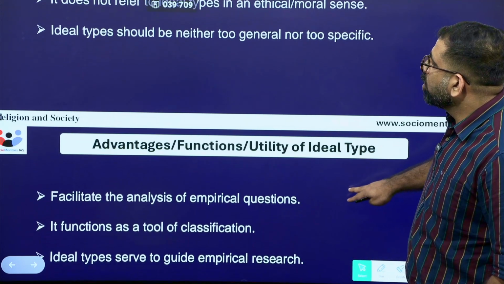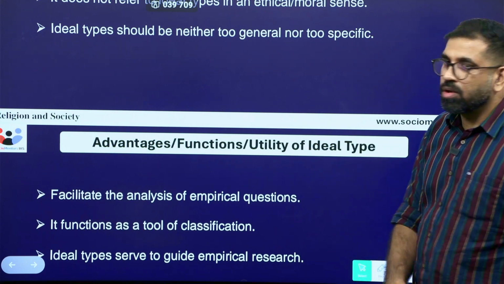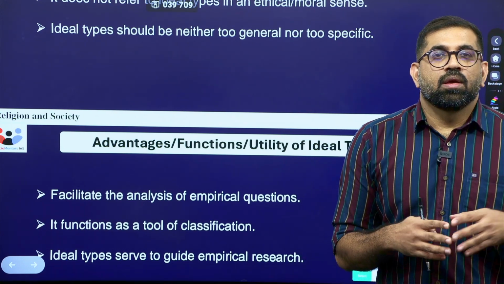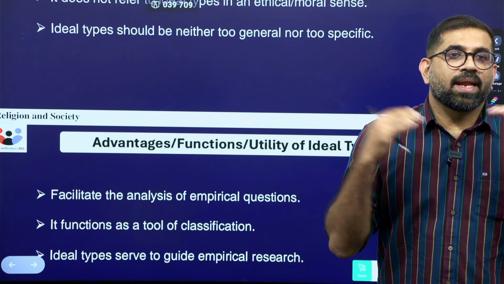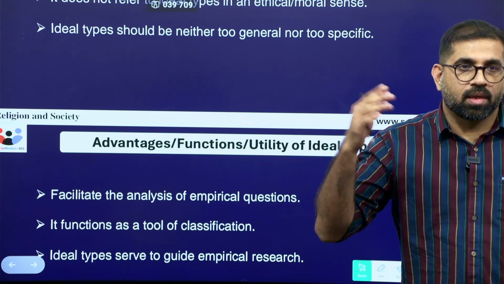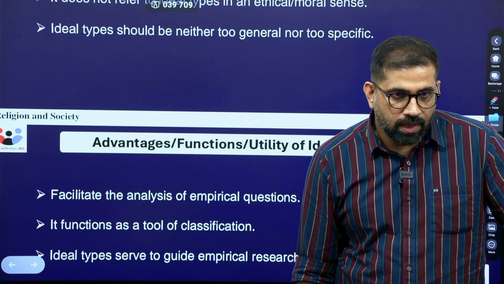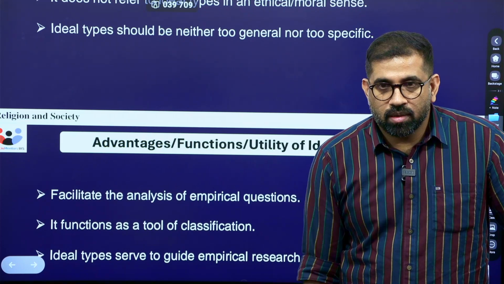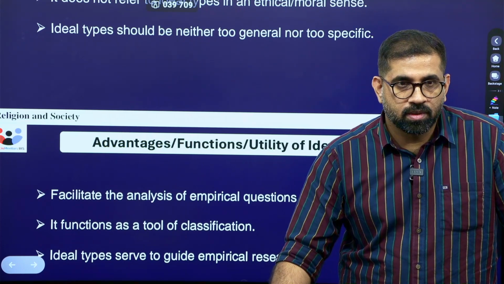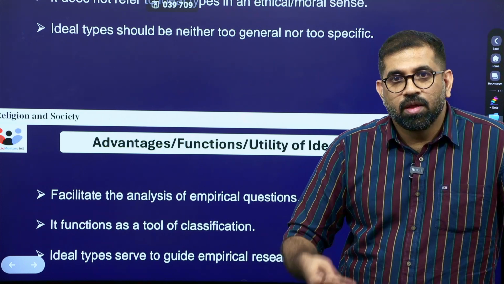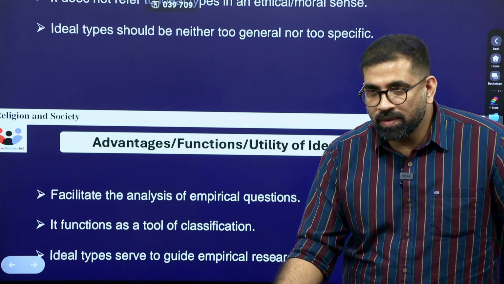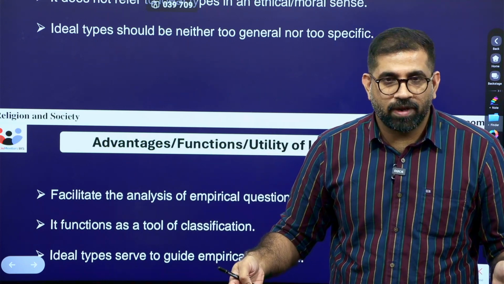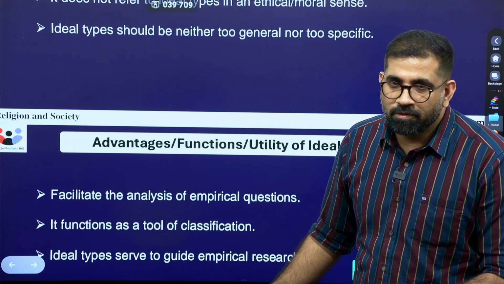Then, an ideal type should be neither too general nor too specific. You cannot build an ideal type of democracy as a whole. It becomes too generic, right? If you build an ideal type which is too generic, it actually fails the purpose, because the purpose of building an ideal type is to selectively study the social reality. If you are trying to build an ideal type of entire democracy, again it is failing the purpose.